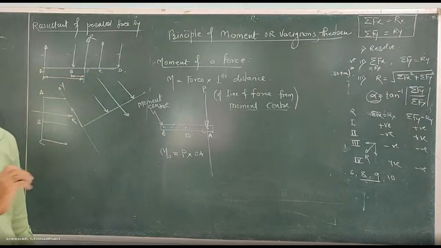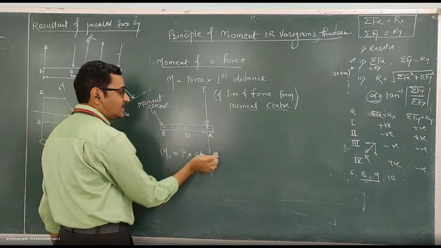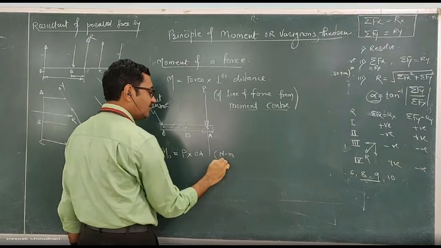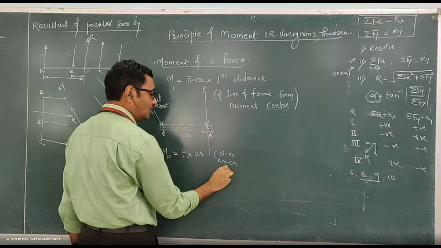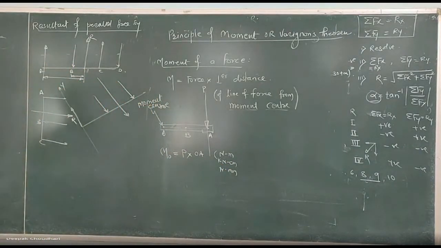Understood? Now, since it is the product of the force and the distance, here the unit of the moment is Newton meter. If the force is in kilonewton, distance is in centimeter, kilonewton centimeter, Newton mm. Depends on the unit of the force and the distance.